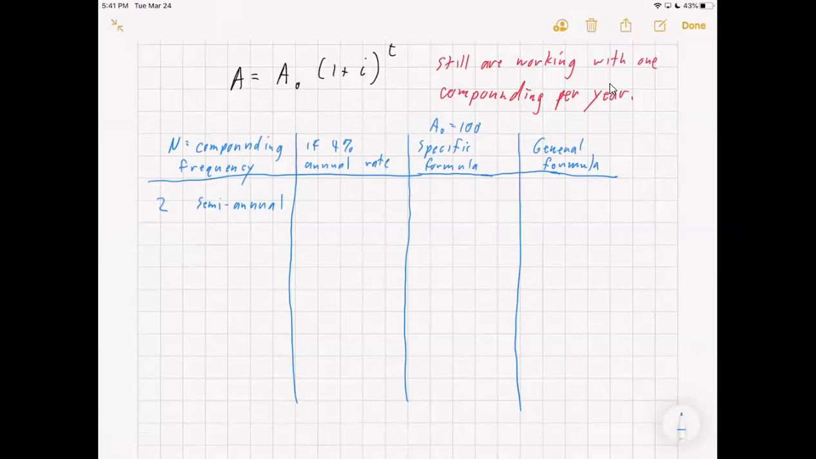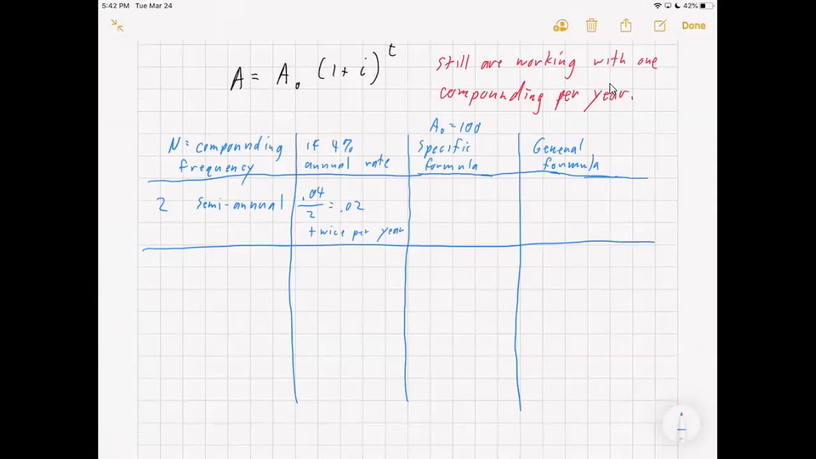All right. So what happens to our interest rate? If we're going to give interest twice per year, we are not going to give 4% twice a year. What we're going to do is give 0.04 in decimal form divided by 2. So we'll give 0.02, but we'll give it twice per year.